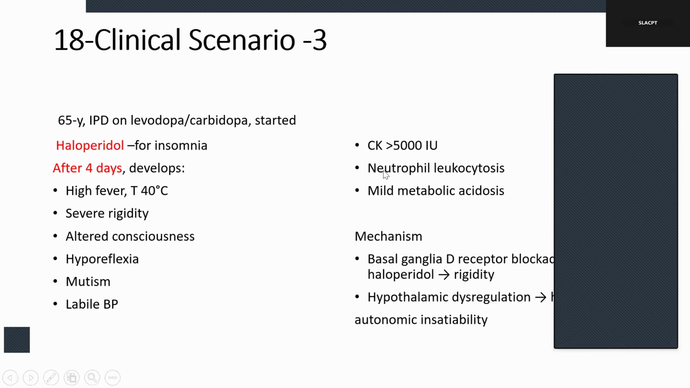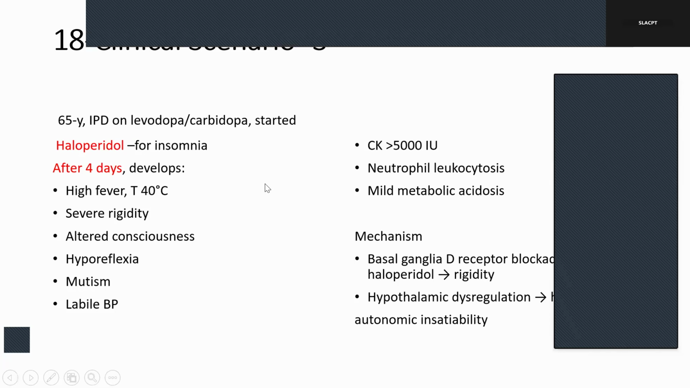You should check for neutrophil leukocytosis. This is misguided in some of the cases. If the patient is clinically ill in this way, we always consider infection as the first differential diagnosis, like urine infection. So you must check the other physical signs as well to reach your conclusion. The basic mechanism I have mentioned here is because of haloperidol in combination with levodopa and carbidopa.